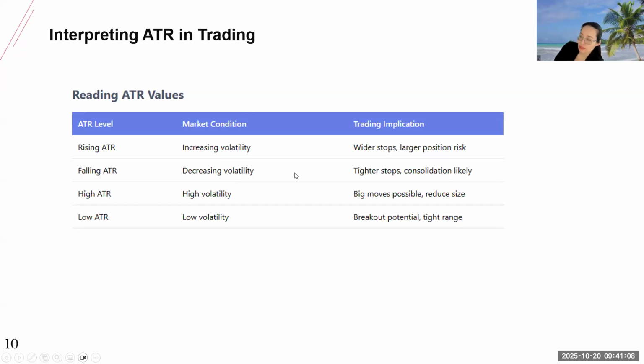Now, how are we going to read the ATR? Rising ATR means increasing volatility, falling ATR means decreasing volatility. High ATR means high volatility, low ATR means low volatility. So we're going to use this to place our stop loss.